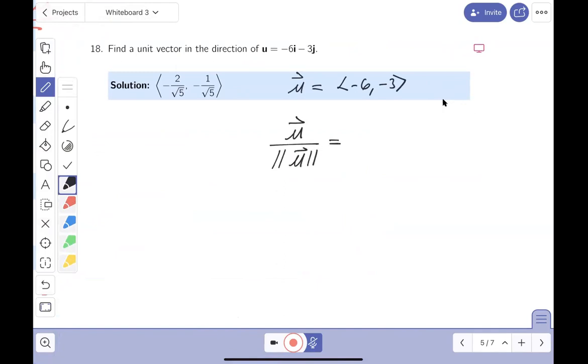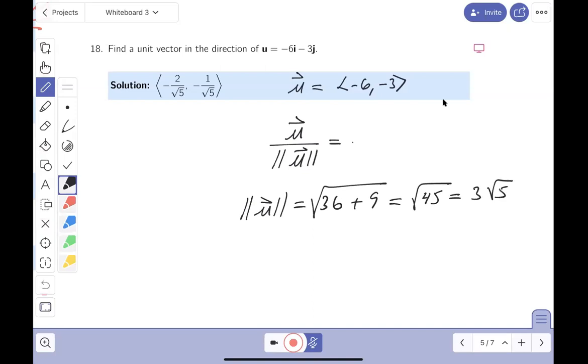Well, let's do the length. The length of U is going to be the root of 36 plus 9. Did I do that right? 36 and 9, 45, right? Which is going to be, let's see, 9 times 5, which is 3 root 5. I'll write that down.